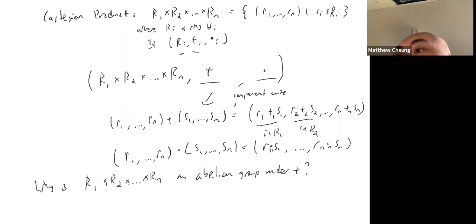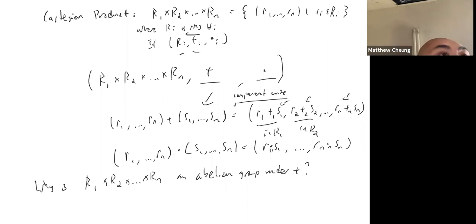Addition is commutative on each ring, right? And you're doing everything component-wise. So it's abelian because it's abelian on R1, it's abelian on R2 because I told you they are rings, and then it's abelian on Rn. So you see, it's abelian because in each component you're in an abelian group. Okay, good.